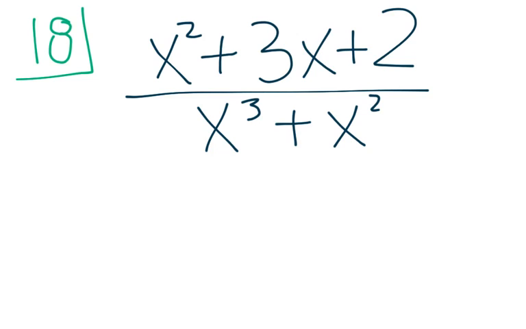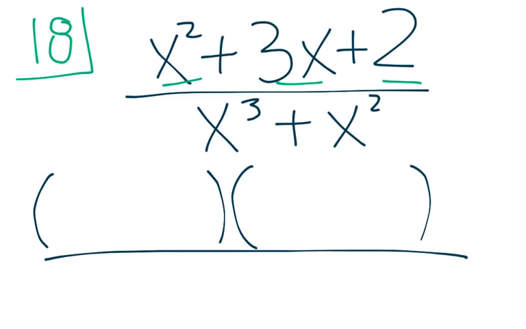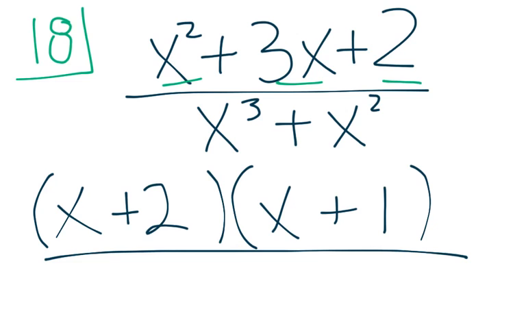18. So on the top now we have a trinomial, which means we need to factor the numerator with 2 parentheses. So we're looking for 2 numbers that multiply to equal 2 and add to equal 3, which is 2 and 1. So we have x plus 2 and x plus 1 as our numerator.